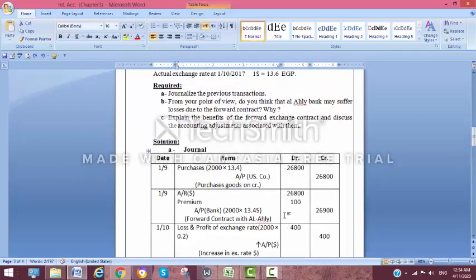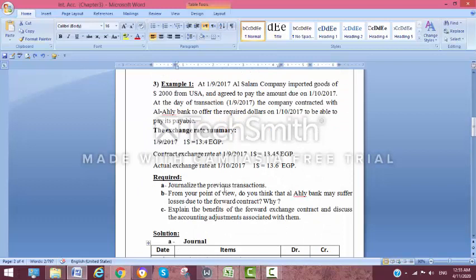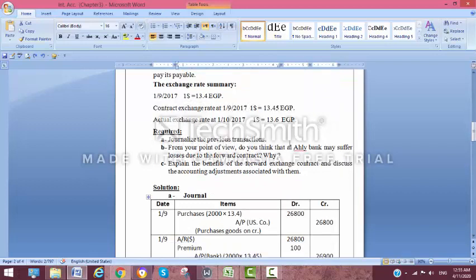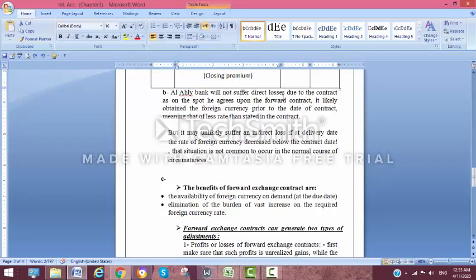In number one, the first requirement: journalize the previous transactions. The second requirement: from your point of view, do you think that Al Ahli Bank may suffer losses due to the forward contract, and why? Al Ahli Bank will not suffer direct losses due to the contract, as on the spot he agrees upon the forward contract. It likely obtained the forward currency prior to the date of the contract, meaning at a lower rate than stated in the contract. But it may unlikely suffer an indirect loss if at the delivery date the rate of foreign currency decreased below the contract date. That situation is not common to occur in normal circumstances.